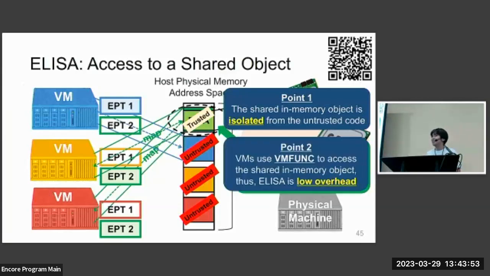Another thing is the VMs that use the VM func to switch into the trusted context. As I said, it's very low overhead. That's why ELIZA can achieve the low overhead.